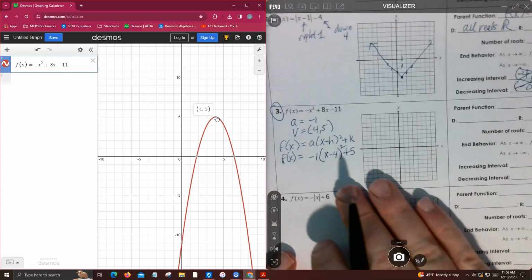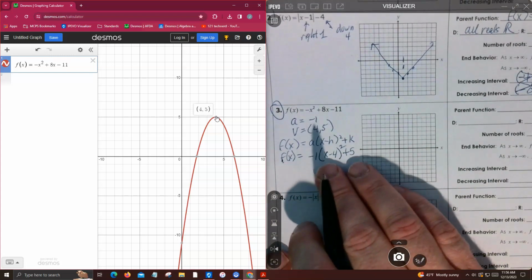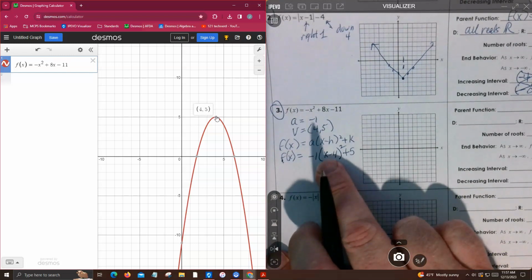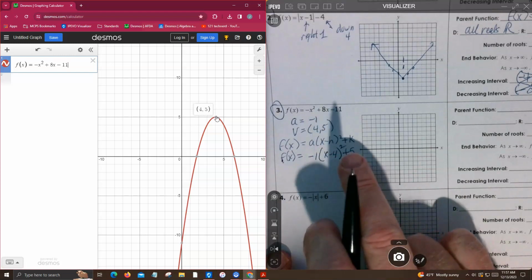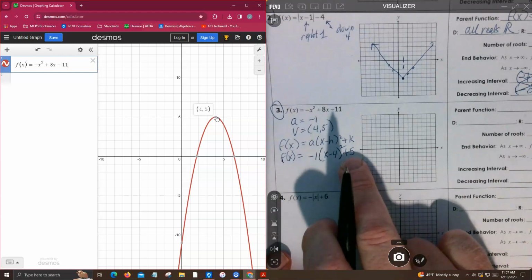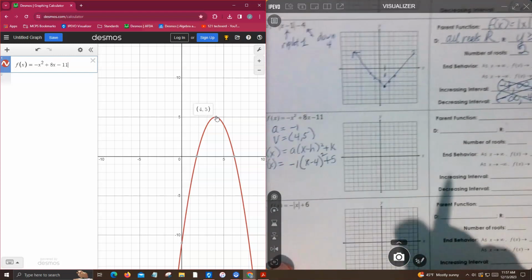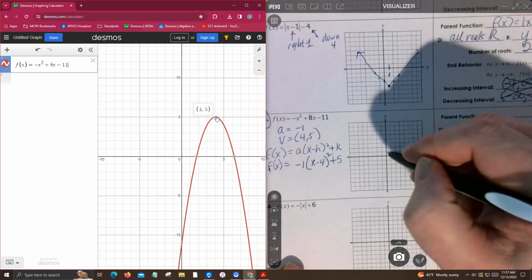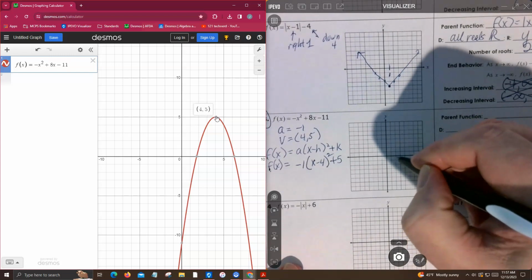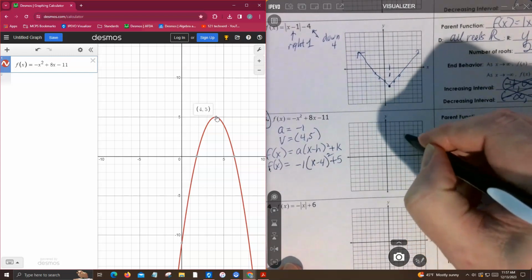All right, so now you know what's happened is the whole shape is flipped, it's shifted to the right 4, and it's gone up 5. Okay, from its original. So remember, its original is through the origin. So now I just go to 4, 5, 4, 5, 4, 5.